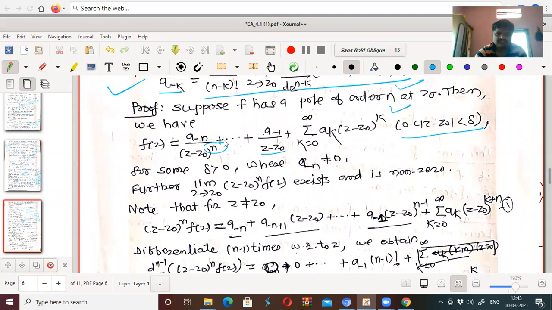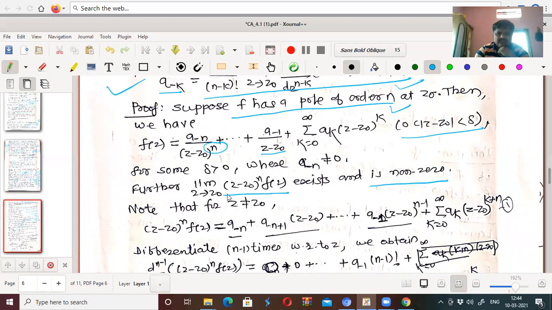Because if this is equal to 0, there will be no term of 1 upon z minus z0 to the power n, and there will be no meaning for f having a pole of order n. That's why a minus n should not be 0. Further, the limit as z tends to z0 of z minus z0 to the power n times f of z exists and is non-zero. Why can we say this?